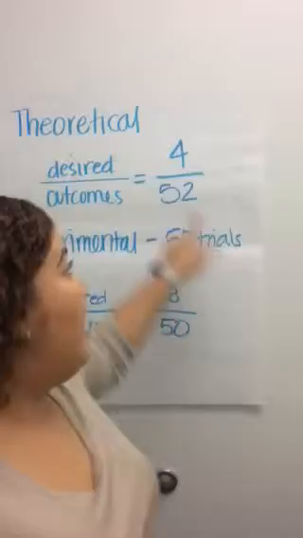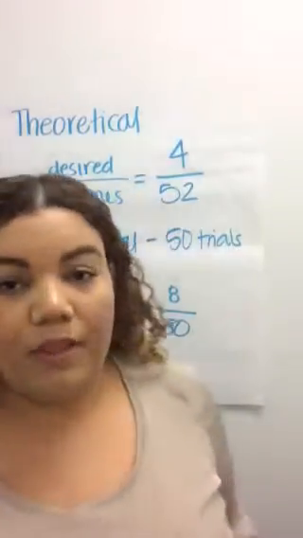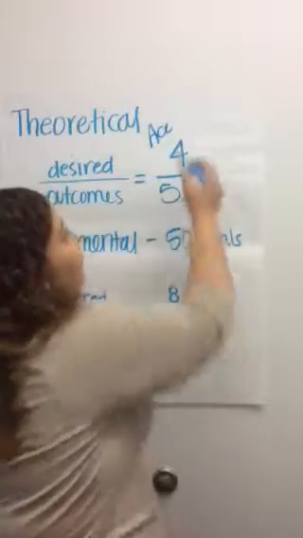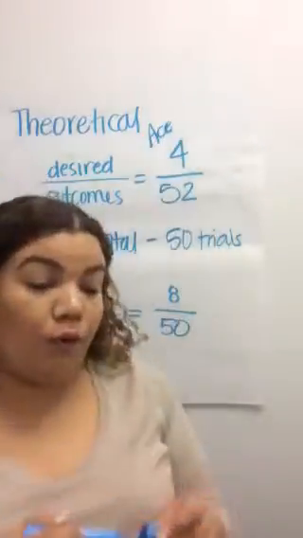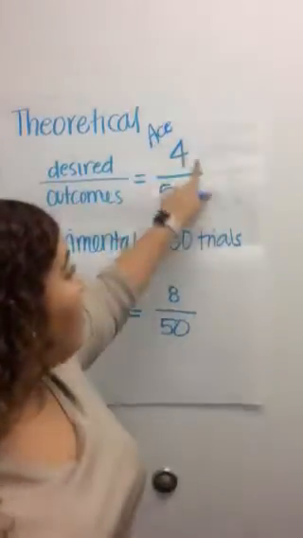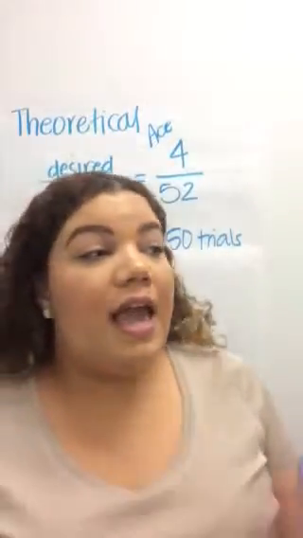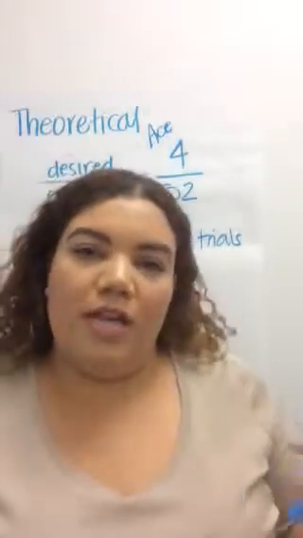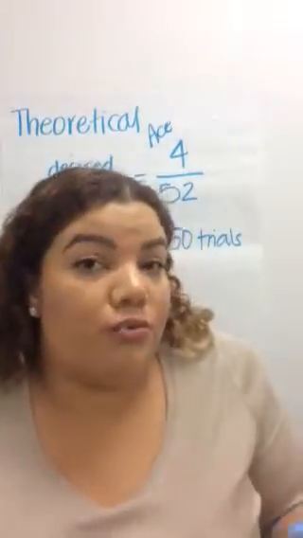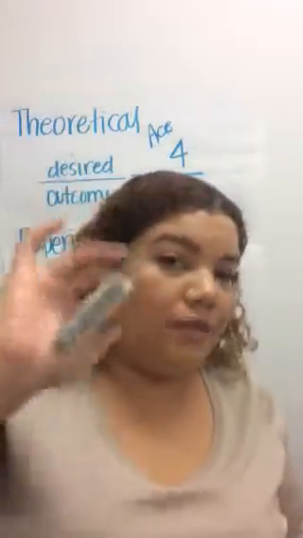Now, the number of aces, this is where I got the 4 from. The number of ace in a deck of cards is 4. There's 4 A's in a deck of cards. So my theoretical is 4 out of 52. Meaning, if I were to pull 52 times, there's a probability that 4 times it will be an A. And that's true, right? Because there's 4 aces in a deck of cards.